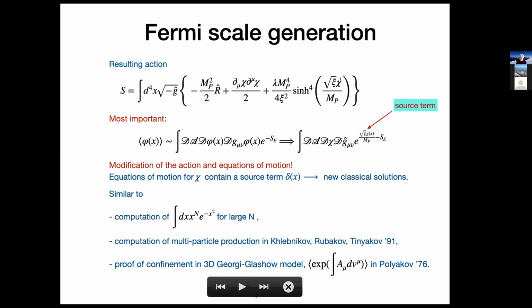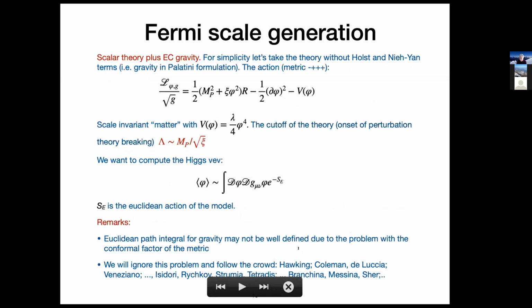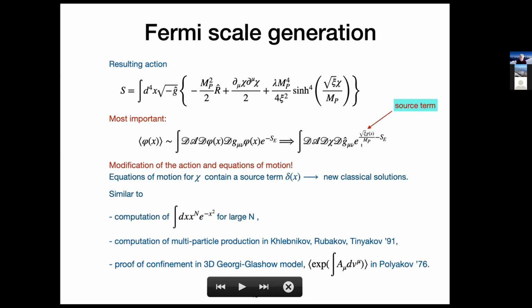But what is important is that this transformation here introduces the source term in the path integral. So we are computing the average value of phi, and at large values of phi, we have here an exponential. And this exponential appears here in the action. So now, if you want to apply semi-classical methods, we should find the minimum of the action.